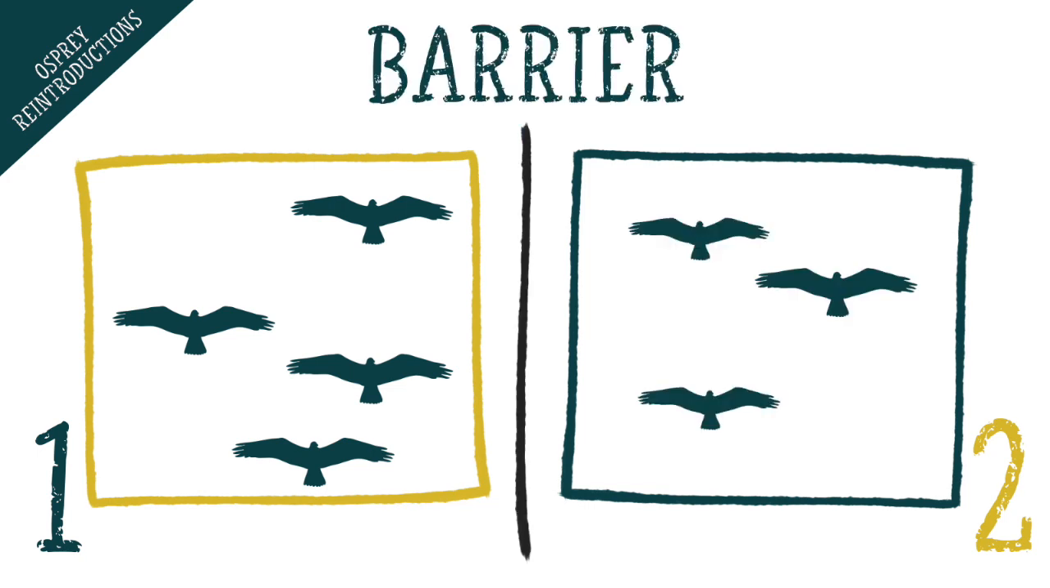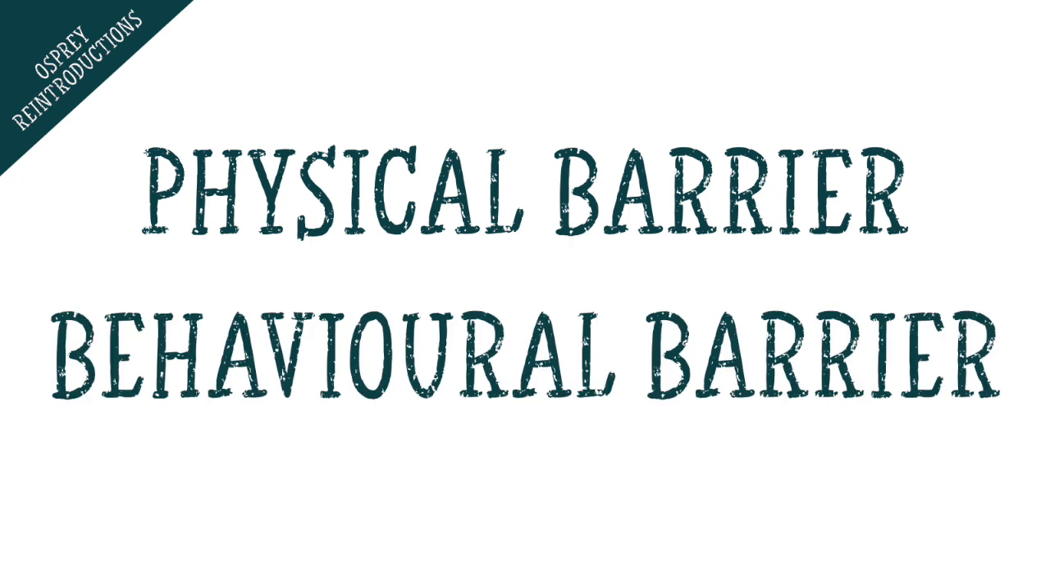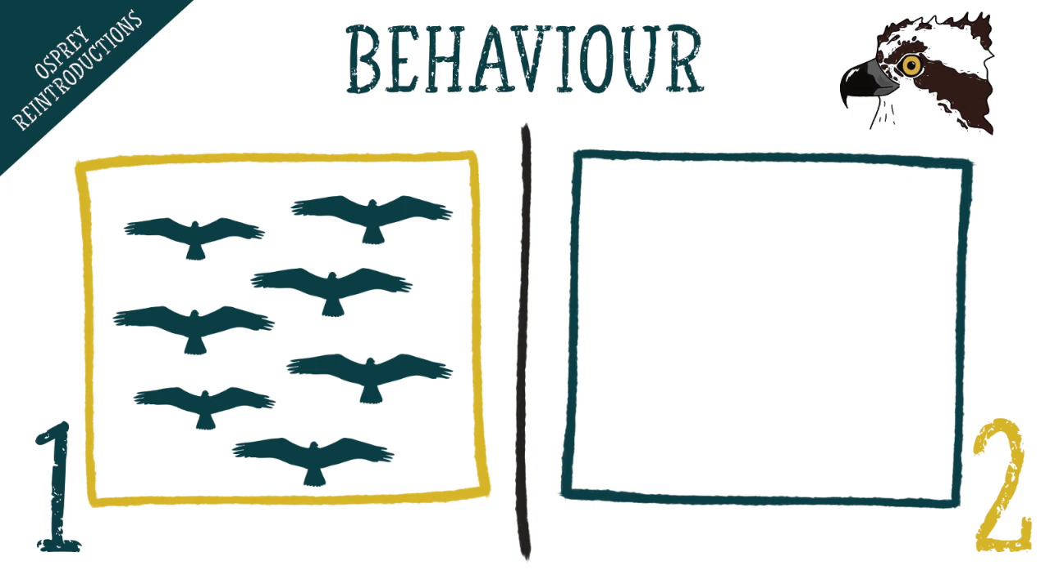Often there is some kind of barrier that stops these animals from doing it themselves. This could be a physical landscape barrier, such as a mountain range or the sea, but there can be other barriers too, such as the behaviour of an animal. For ospreys, their behaviour is the barrier stopping them from spreading.